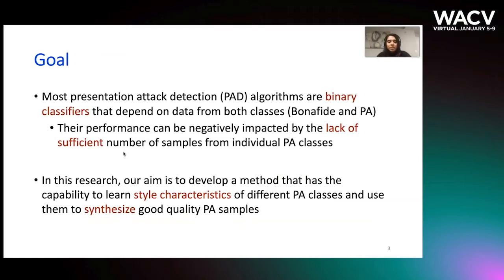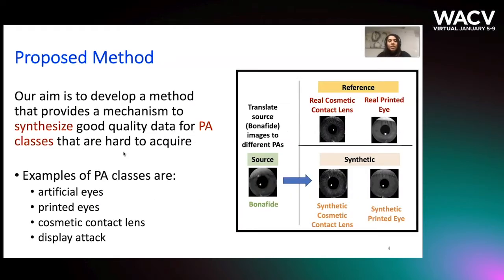Now, the goal of this research: most presentation attack detection algorithms are binary classifiers that depend on data from both classes, bona fide and PA, which creates the dependency on a sufficient number of samples from each class for training and good performance. In this research, our aim is to develop a method that has the capability to learn style characteristics of different PA classes and use them to synthesize good quality PA samples for training. Therefore, we propose a method that provides a good mechanism to synthesize good quality data for PA classes that are hard to acquire.